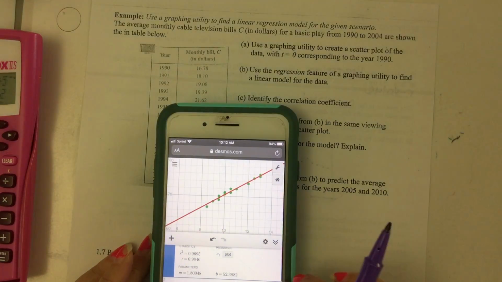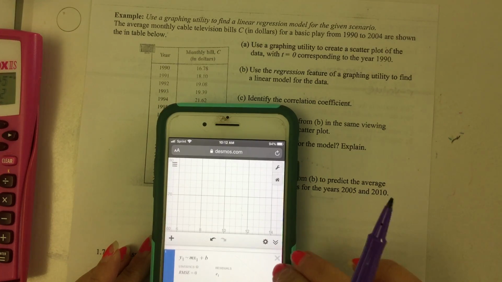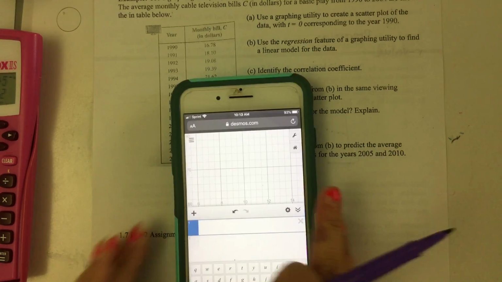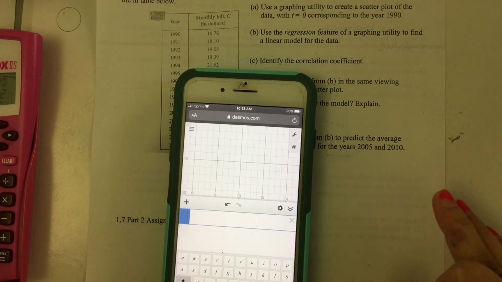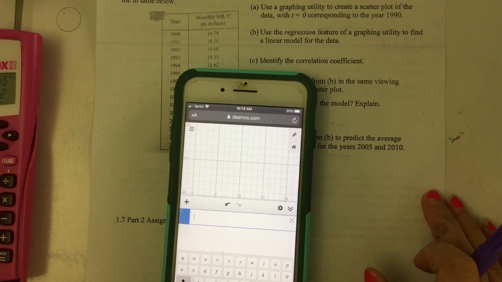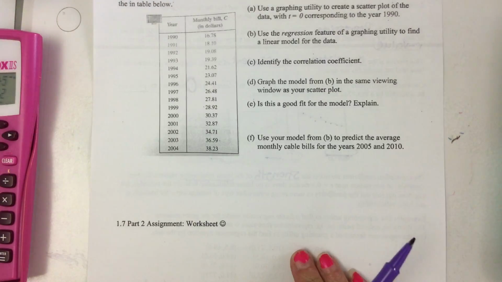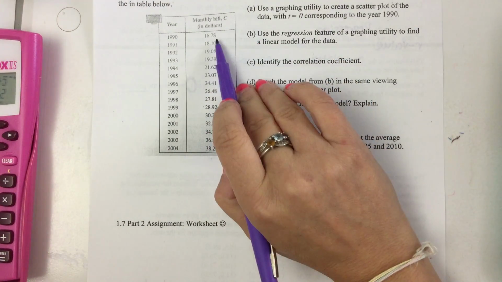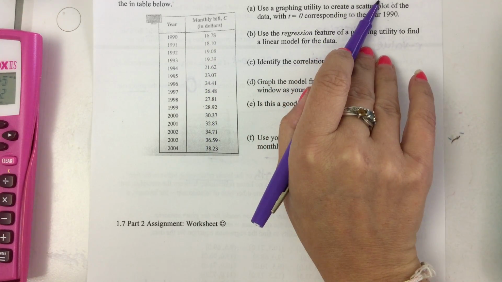Let's go ahead and X that out, I don't want that anymore. It says use a graphing utility. For our sanity, we're using Desmos. Some of the other ones are not so friendly. Use a graphing utility to find a linear regression model for the given scenario. This is the average monthly cable television bills, in dollars, from the year 1990 to 2004.